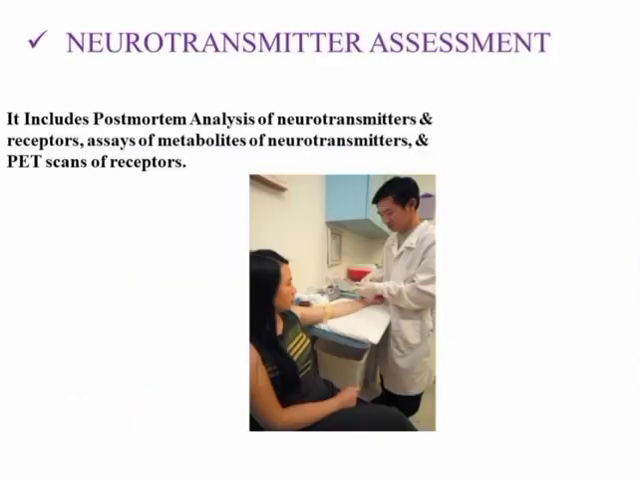Another area that we need to discuss is the neurotransmitter assessment. It includes post-mortem analysis of neurotransmitters and receptors, assays of metabolites of neurotransmitters, and PET scans of receptors. Now, as you all know, post-mortem analysis is the study of those who are dead. The brains of deceased patients are removed, and the amount of specific neurotransmitters in particular brain areas can then be directly measured. Different brain areas can be infused with a substance that binds to receptors, and the amount of binding can then be quantified, which means that more binding indicates more receptors in the brain.